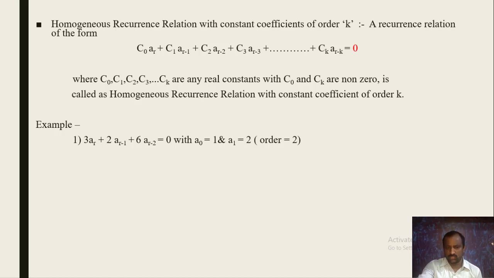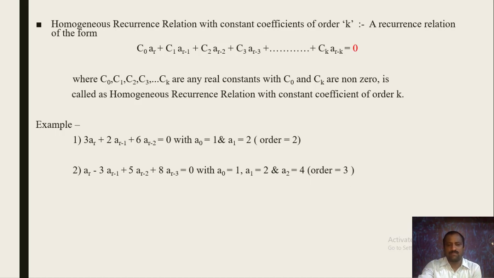Similarly, what is the order of this reconciliation? We notice that the maximum integer which is subtracted from the suffix r is 2. So the order of this reconciliation is 2. With A0 equal to 1 and A1 equal to 2, these are the initial conditions. We call them initial conditions, and we will see them in a note or remark. Here the AR term is present and the RHS is 0. Therefore, this is a homogeneous reconciliation with constant coefficients of order k equal to 2, because the maximum integer subtracted from the suffix r is 2. Therefore, the order is equal to 2.